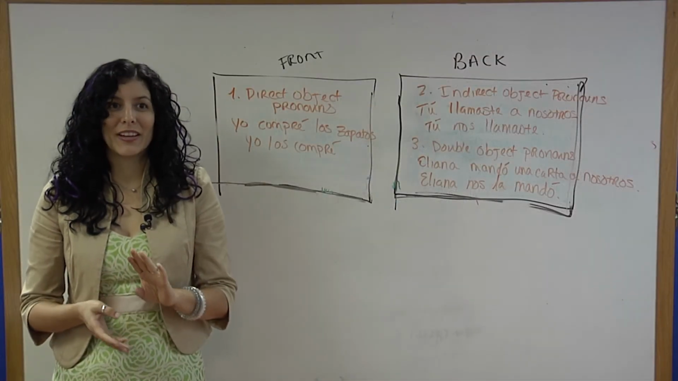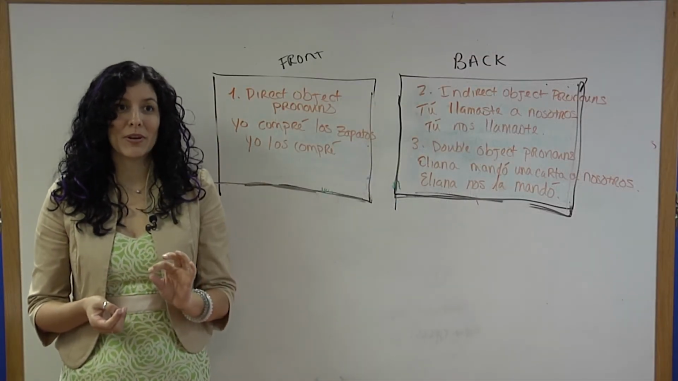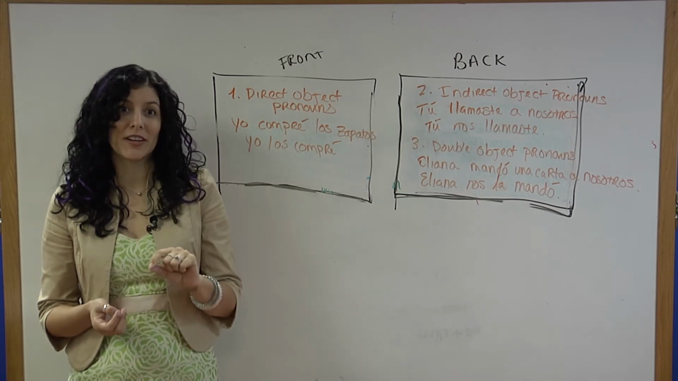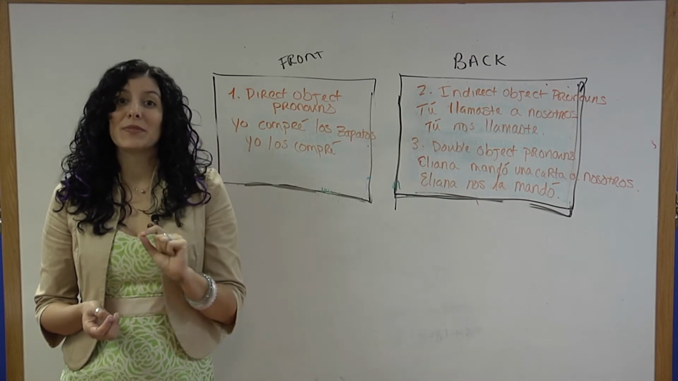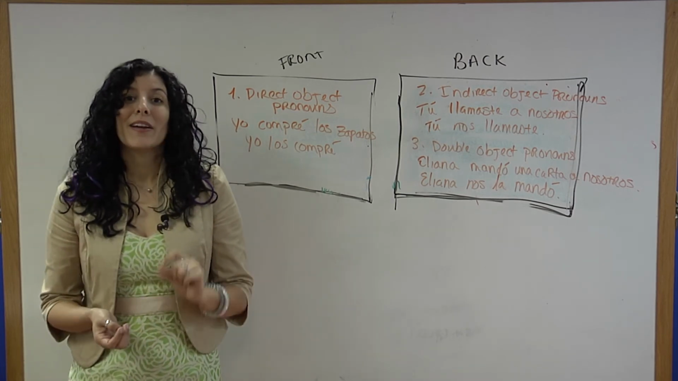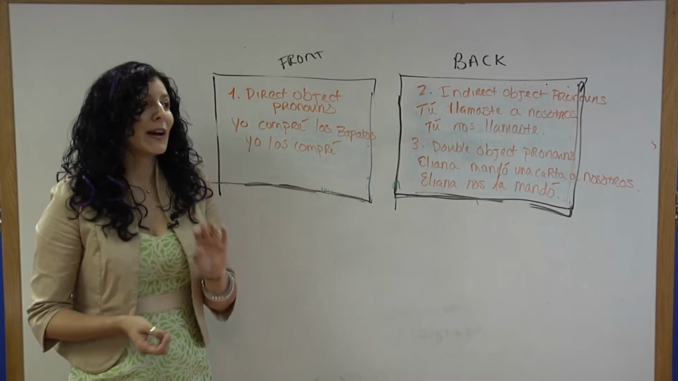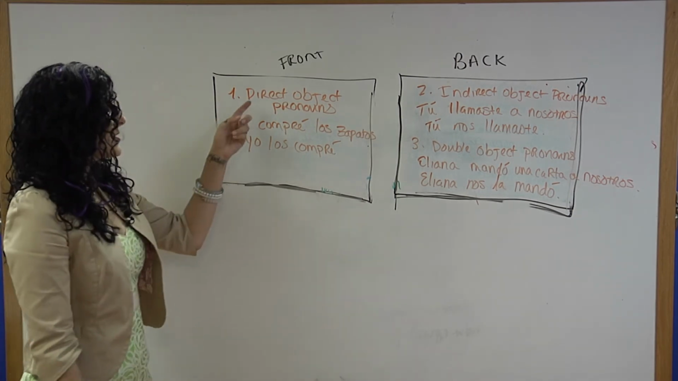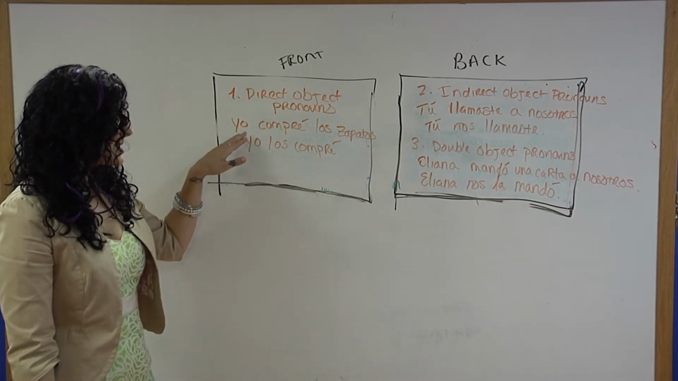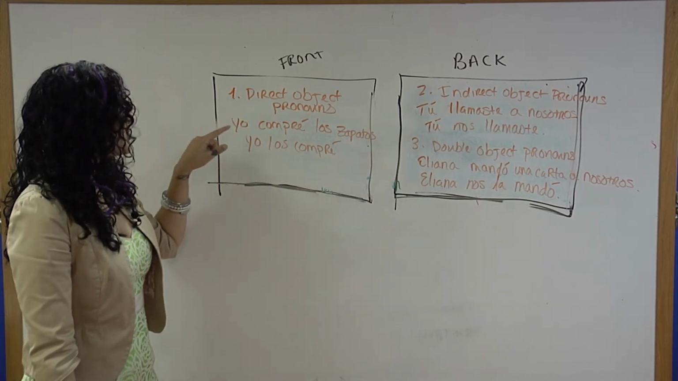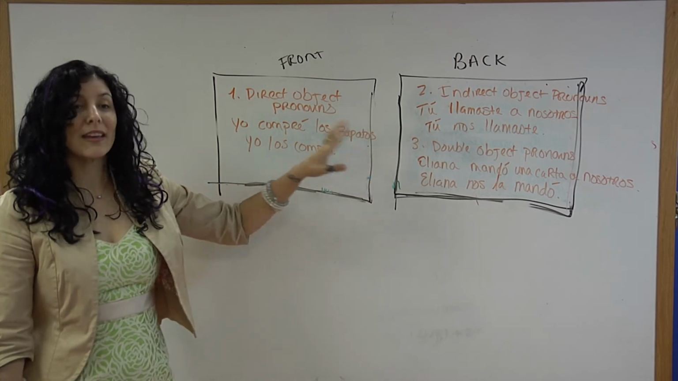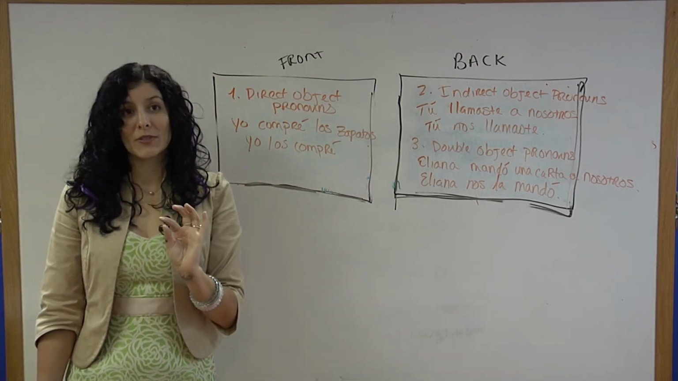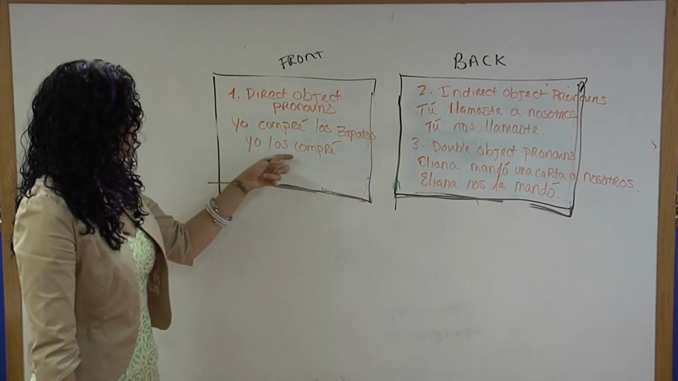All right, now that we've learned how to use direct, indirect object pronouns, as well as double object pronouns, that is to say direct object pronouns and indirect object pronouns together, I would like for you to practice that on a note card. So on one note card, front and back, I would like for you to practice each one of those situations separately. So write direct object pronouns, then write the sentence in and of itself, right? Yo compré los zapatos. And then practice substituting that for the direct object pronoun. For example, yo los compré.